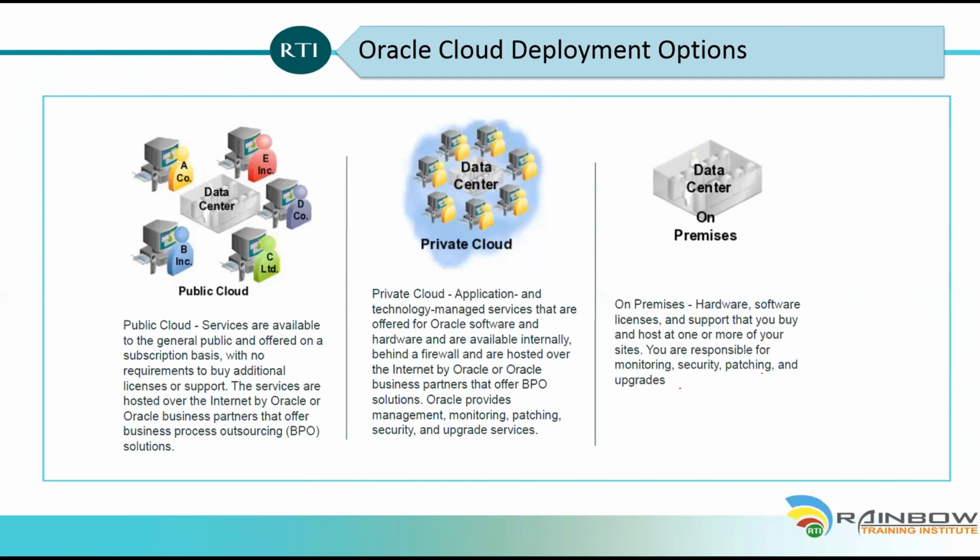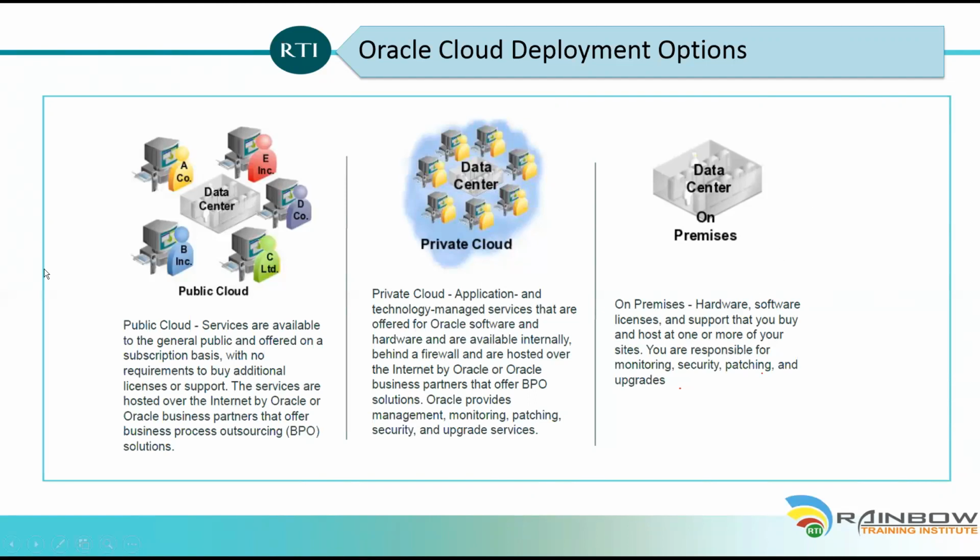And we have one more called the hybrid version, where some components, some Fusion products, for example, finance, are hosted on-premise, and HR is hosted on the cloud. So that is the hybrid model. Some components are hosted in the cloud and some components are hosted on-premise. That is called the hybrid model. So we have other models as well.